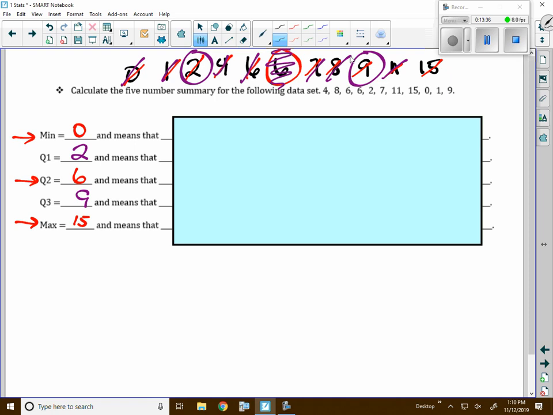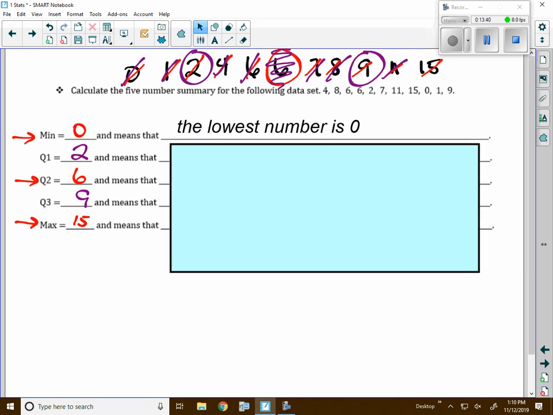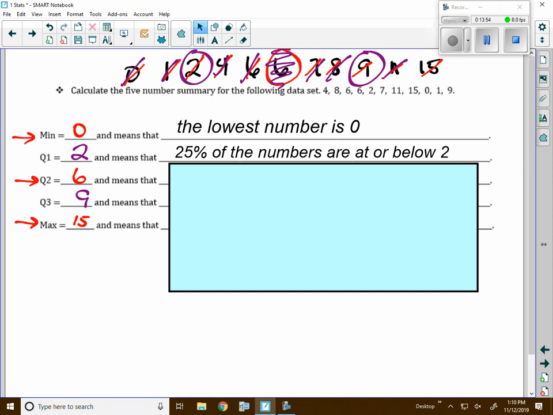Alright, so let's do explanation. Okay, obviously, minimum, the lowest number is 0. We don't really have a context. We're not working with a word problem here that has details. So we'll just say the lowest number is 0. Okay, our quartile 1, that's our 25th percentile. So what that means is that 25% of the numbers in our data set are at or below 2.